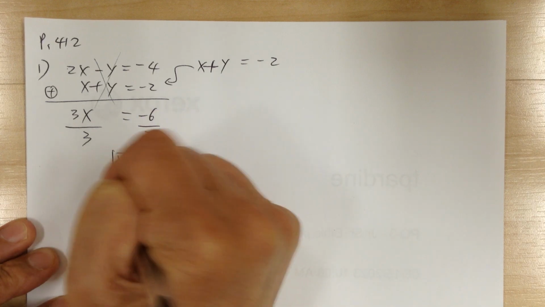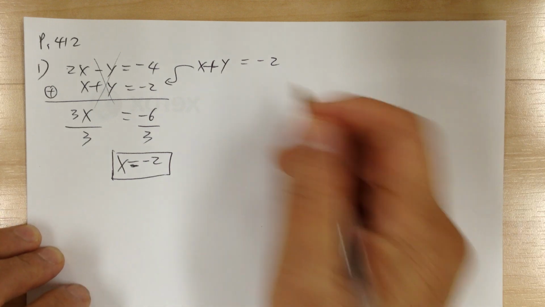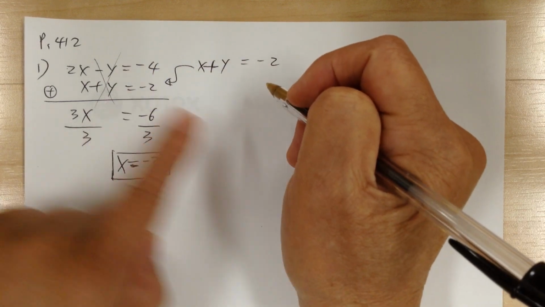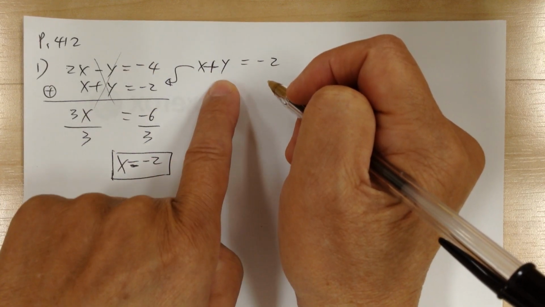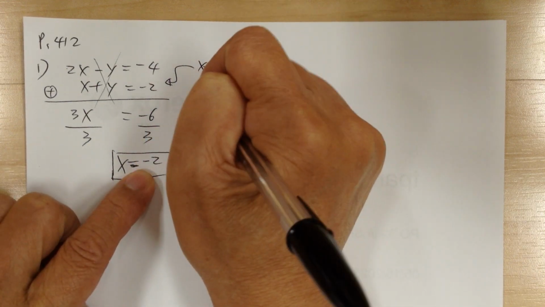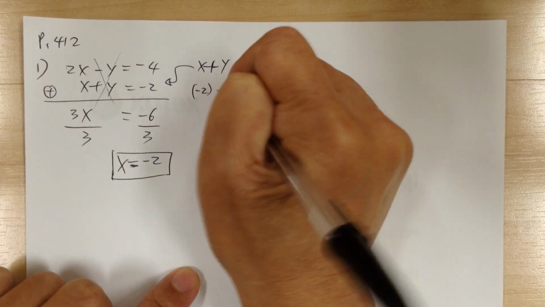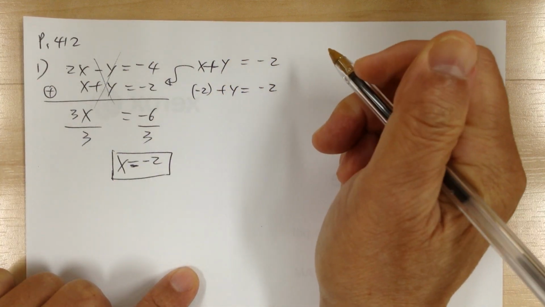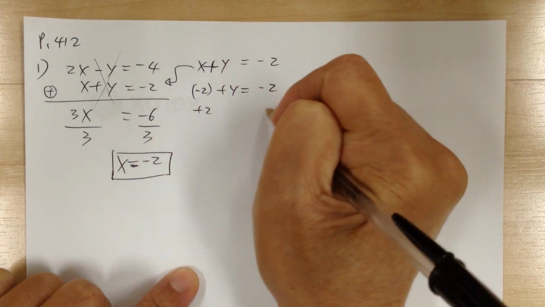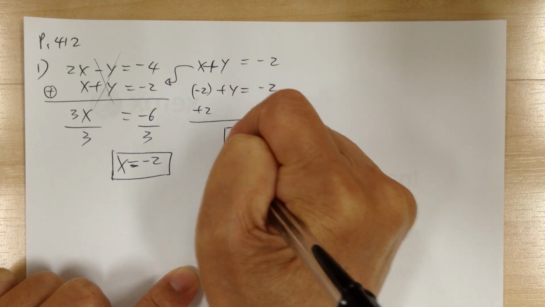Okay, so once you solve for x, you can substitute into any one of the equations. So you want to use the easiest equation if you can. Okay, use the easiest equation. So this is the easiest one. So that's going to substitute this into here. And when you substitute, you put in parentheses. So x equal to negative 2, so put in parentheses, plus y equal to negative 2. And you add 2 on both sides. So you got y equal to 0. Okay, and that's it.